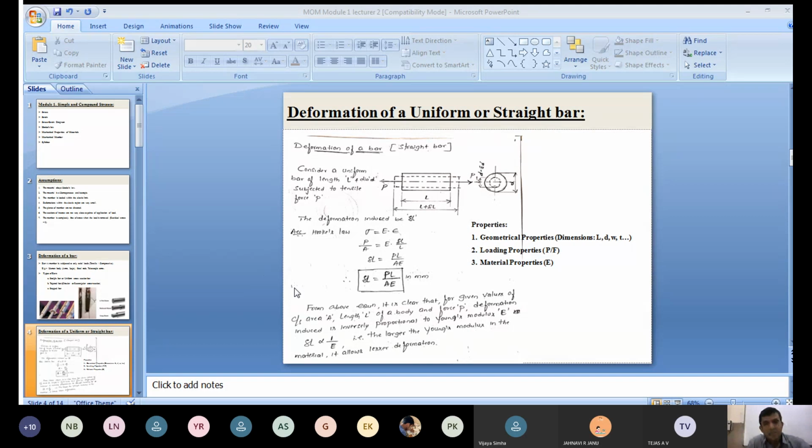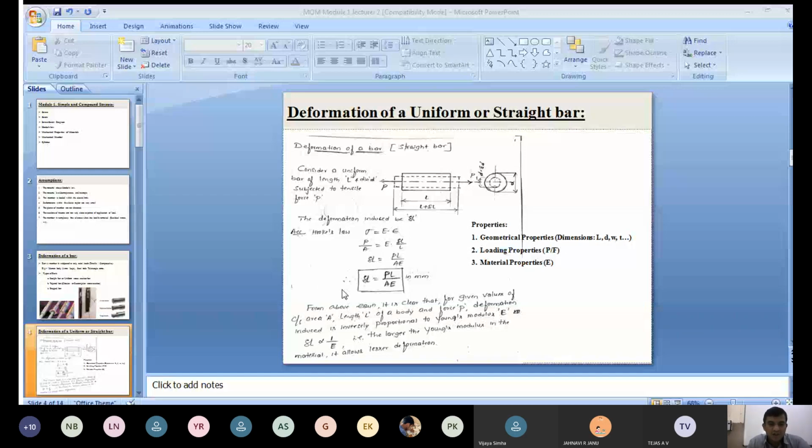What is P? P is nothing but an external load applied on the body. L is the length of the body, A is the cross-sectional area and E is the Young's modulus. What is the unit of deformation here? If you substitute all the units, the load is in Newton, length is in millimeter, cross-sectional area is in millimeter square, Young's modulus in Newton per millimeter square. If you apply the units and cancel, finally we will get deformation in millimeter.